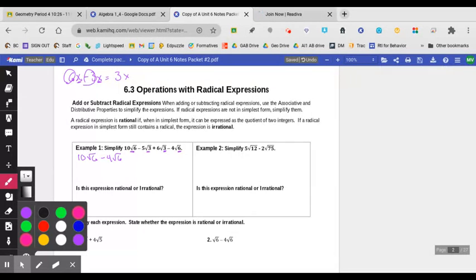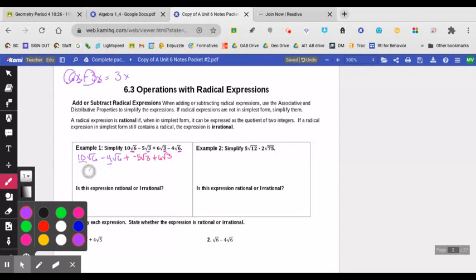Plus negative 5 radical 3 plus 6 radical 3, because those are like terms since they have the same radical. So I add my coefficients.